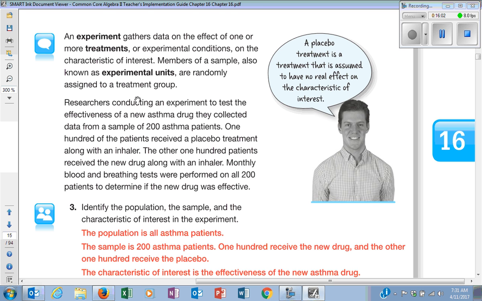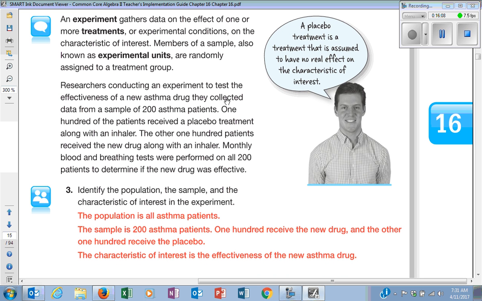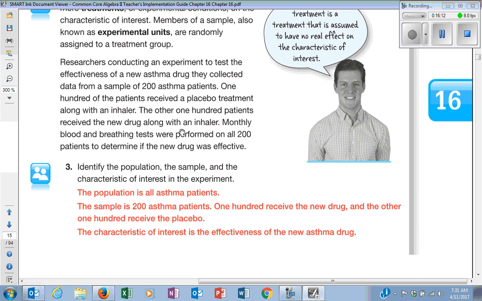Researchers are conducting an experiment to test the effectiveness of a new asthma drug. They collected data from a sample of 200 asthma patients. 100 of the patients received a placebo treatment. Do you guys know what that is? What is a placebo? It's like a sugar pill that's meant to make you think that it has the effect of a normal pill.